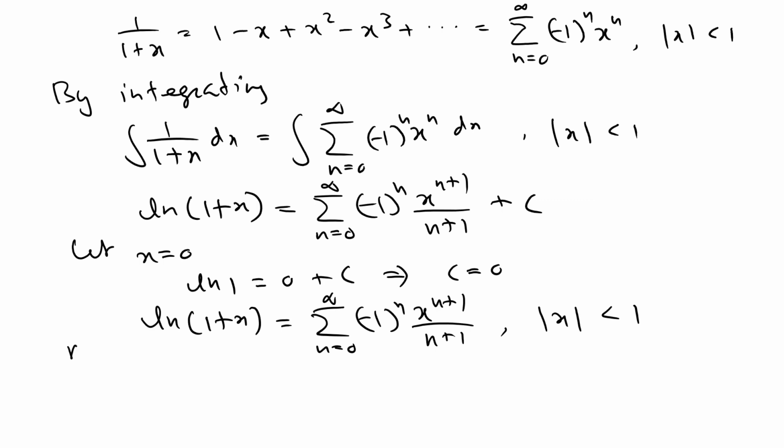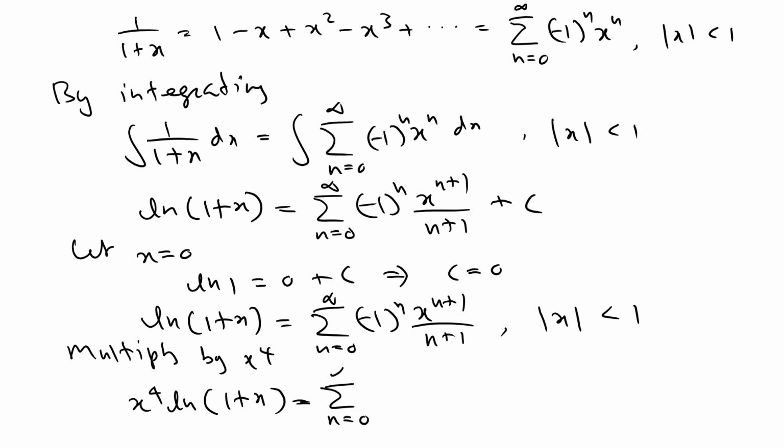Now what we can do is multiply by x to the 4th. So you can see that you get x to the 4th ln of 1 plus x equals sigma n going from 0 to infinity, negative 1 to the n, x to the n plus 5 over n plus 1, for x less than 1.